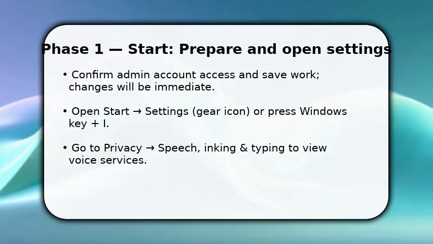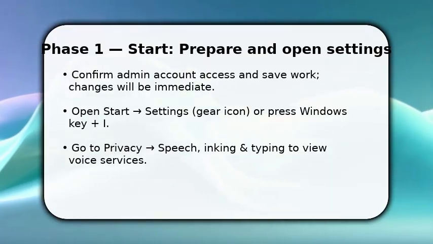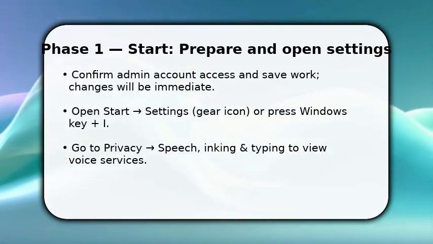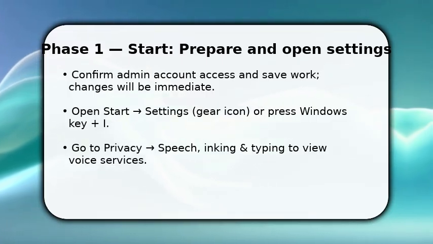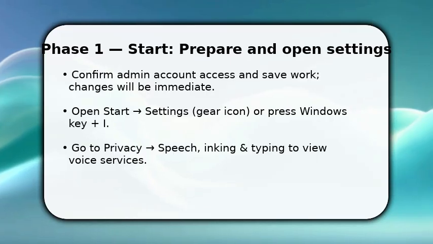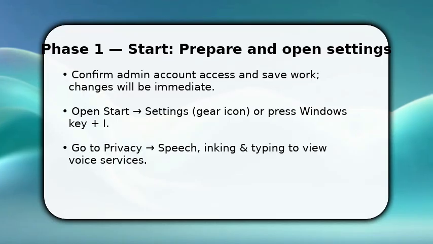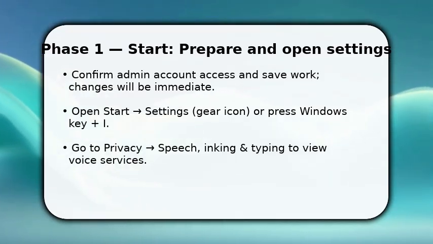You should begin with admin access. Save files because you'll make immediate changes. Open Start or press Windows key plus I to launch settings. Once there, navigate to Privacy, then select Speech, Inking, and Typing to expose Windows voice services and online speech recognition options. You're doing this now to avoid extra steps later.